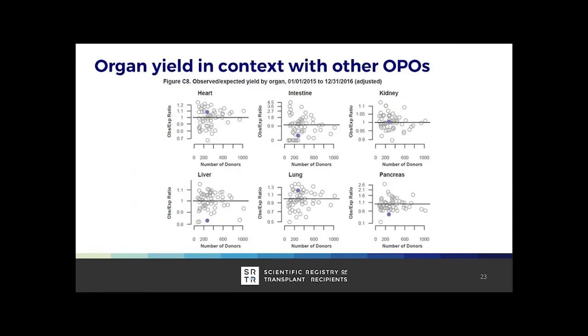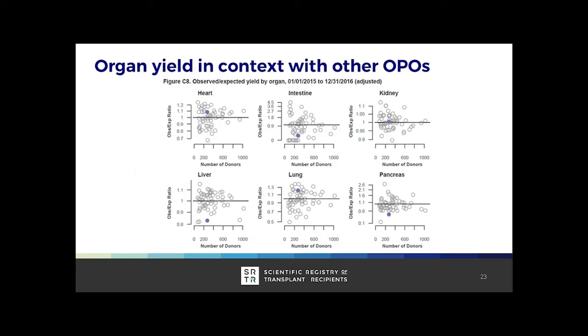That table is followed by a similar bubble plot that I showed you before, simply for the yield metrics for each of the organs. So again, you can see where your OPO falls in relation to your peers for each of the specific organs that are being evaluated.